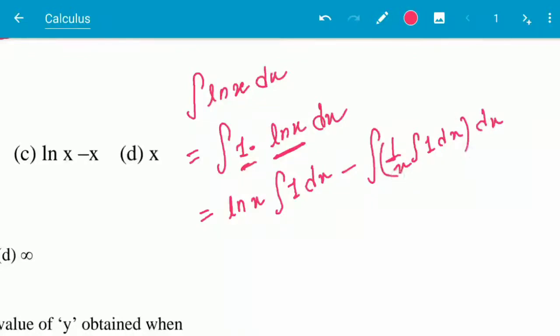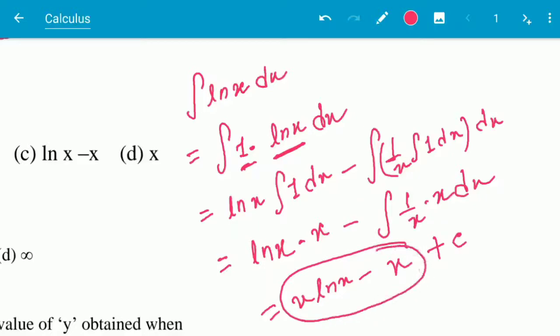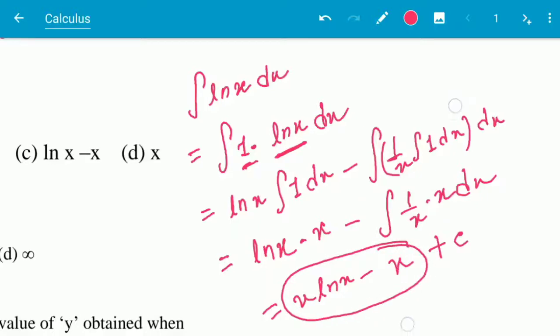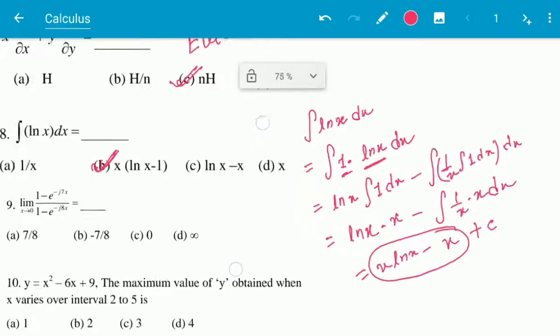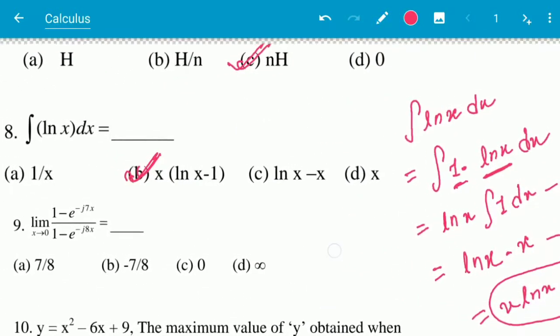So this will be ln x into x minus the integration of 1 by x into x dx. So this will be x ln x minus x plus c. If we neglect c, the answer will be x ln x minus 1, that is, x(ln x minus 1).